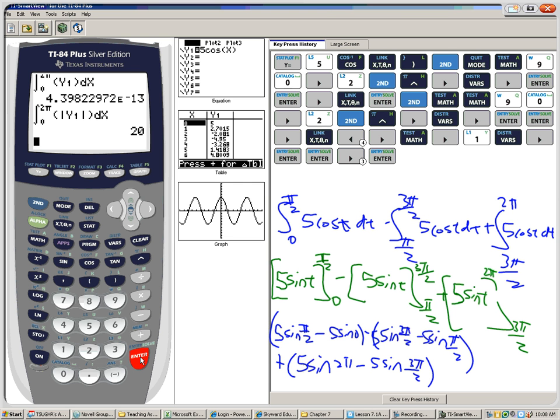5 times the sine of pi over 2 is 5. 5 times the sine of 0 is going to be 0. Subtract. 5 times the sine of 3 pi over 2 is going to be 5 times negative 1. Okay? Minus 5 times the sine of pi over 2. The sine of pi over 2 is positive 1. And then we're adding 5 times the sine at 2 pi, which is 0. Subtract 5 times the sine at 3 pi over 2, which is negative 1.